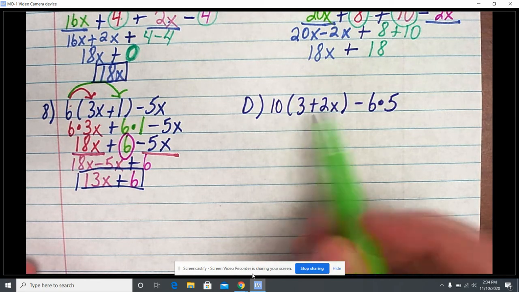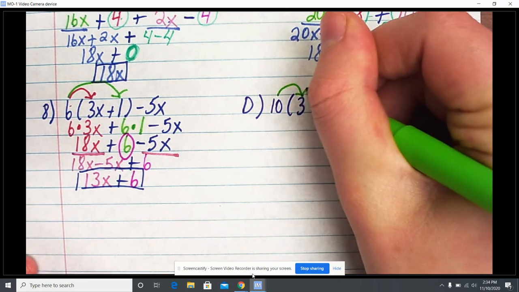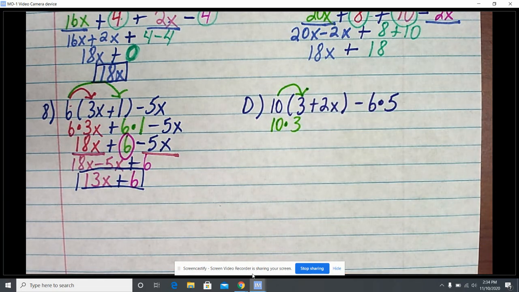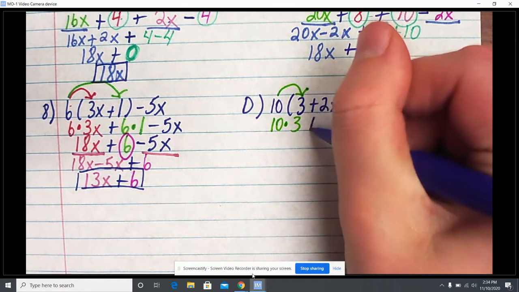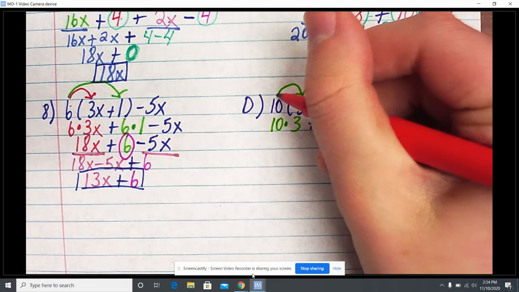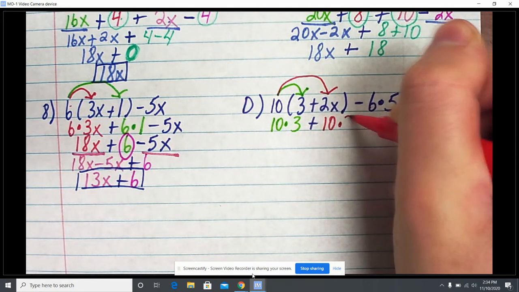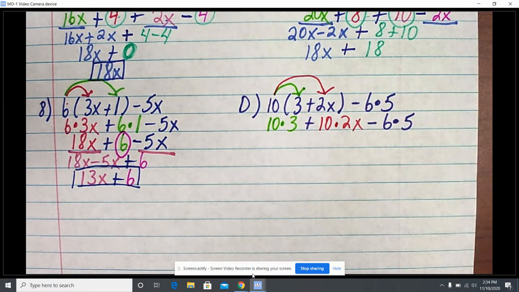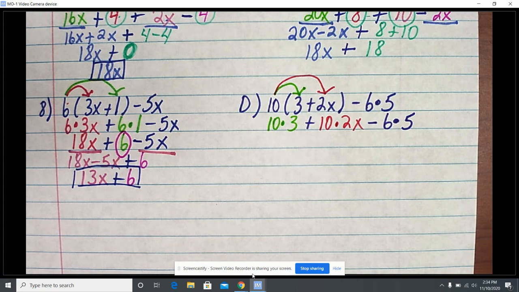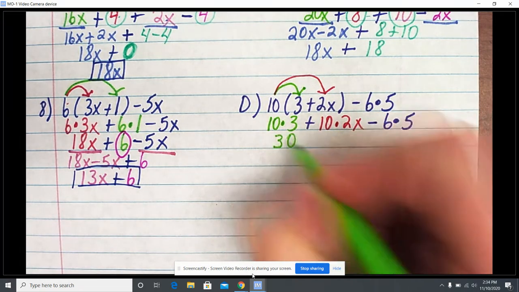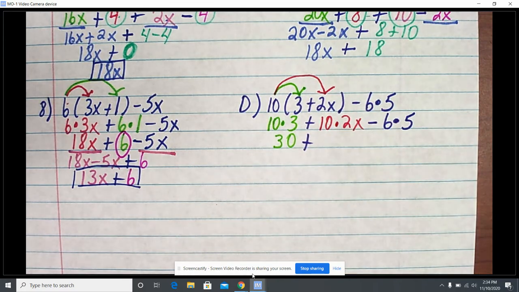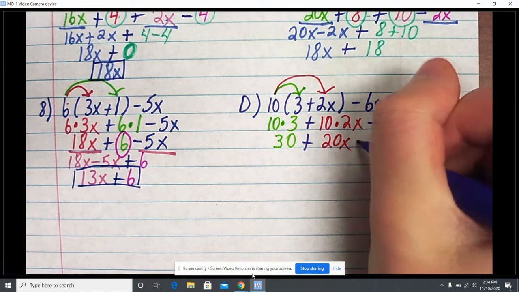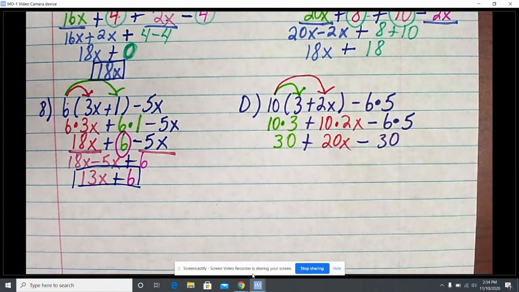Alright, so let's start with our distribute property. So, I'm going to distribute out my 10 with my 3, which means I'm taking 10 times 3 plus, and distribute out my 10 with my 2x, which means I'm taking 10 times 2x. And I'm going to go ahead and drop down the rest of this problem, so minus 6 times 5. Alright, work out our multiplication first. So 10 times 3, which is 30, plus 10 times 2x, which is 20x, and then minus, I'm taking 6 times 5, which is 30.